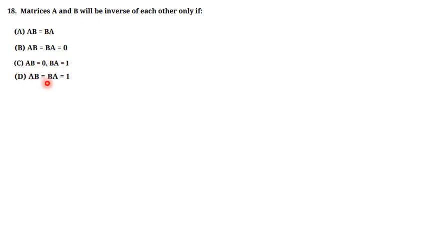Now we shall discuss the last question of this exercise. Matrices A and B will be inverse of each other only if AB equal to BA equal to 0 matrix, AB equal to 0 matrix, BA equal to identity matrix, or AB equal to BA equal to identity matrix. It is quite a simple question, and according to the definition of the inverse of matrices, it is quite clear that AB equal to BA equal to I.